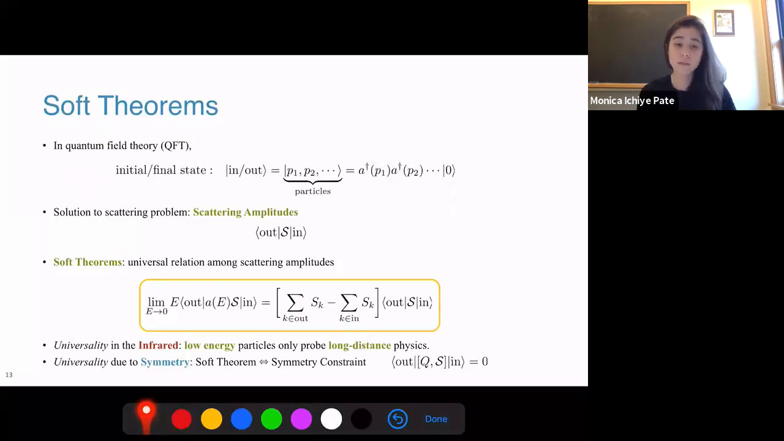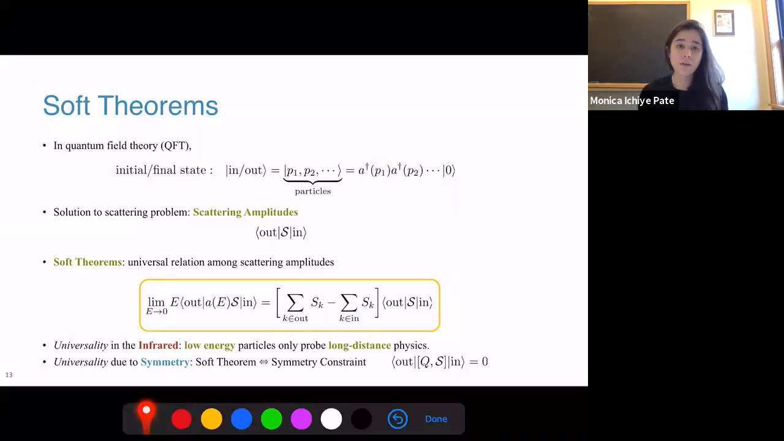So soft theorems historically originate from a quantum field theoretic analysis in which the initial and final states of the scattering problem are organized in terms of particles. So in this context, the scattering problem is phrased as the question, given some set of particles with certain amount of energy and momentum at an initial time, what are the particles found at a late time? And the solution to the scattering problem takes the form of scattering amplitudes.